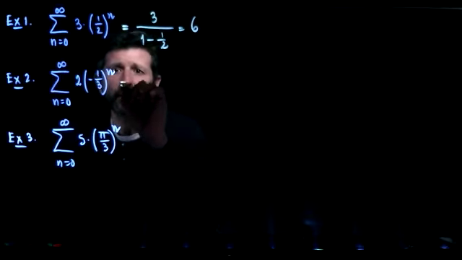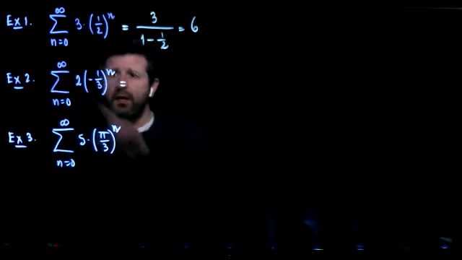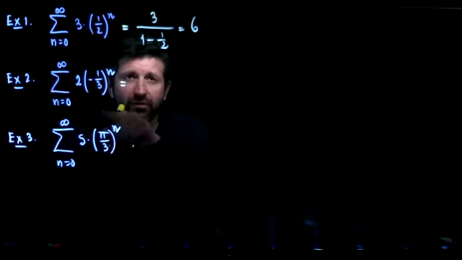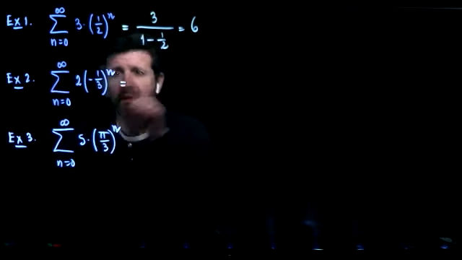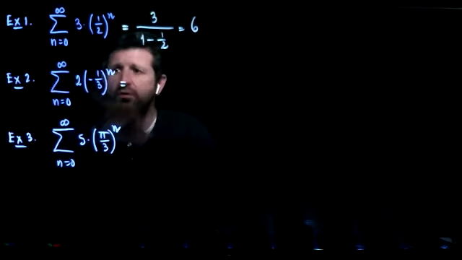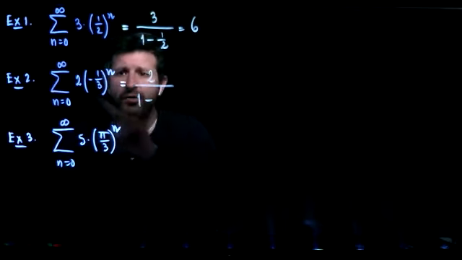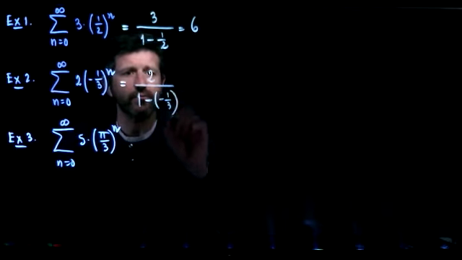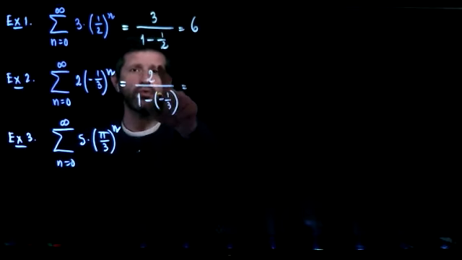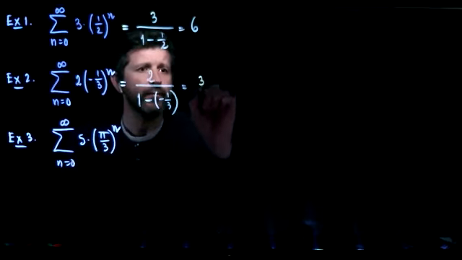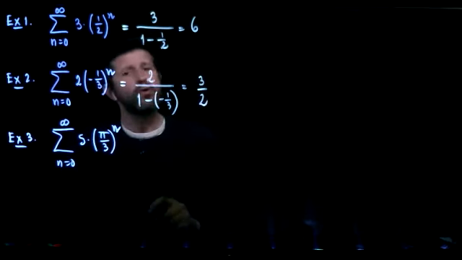Okay. This one here, a is 2, r is negative 1/3. The absolute value of negative 1/3 is 1/3. That's less than 1, so it converges as well. It converges to a, which is 2, over 1 minus r, which is 1 minus negative 1/3. So we get 2 over 4/3, which is 6 over 4, which is 3 over 2. So this converges to 3 over 2. Any questions?